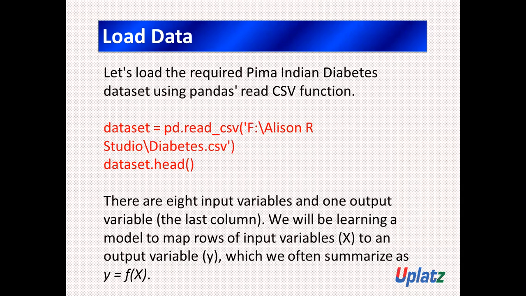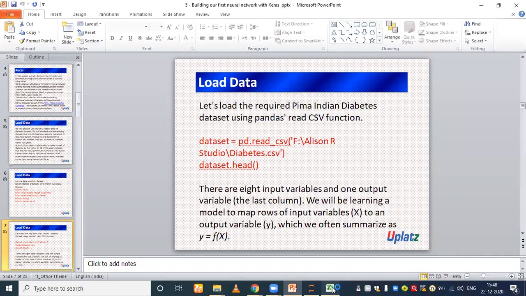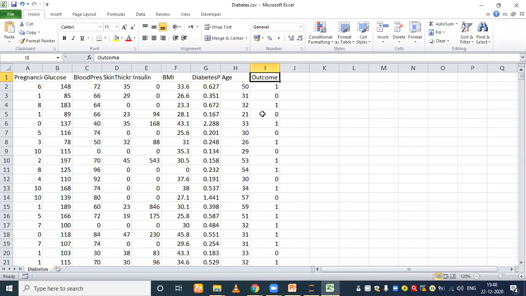The last column, let me show you this one. How many columns do we have? First of all, count it: 1, 2, 3, 4, 5, 6, 7, 8, 9. So this is our outcome column. This is our target variable, or you can say the dependent variable, because it depends on the information of these columns. Based on the number of pregnancies, glucose, blood pressure, skin thickness, insulin, BMI, diabetes, age, we are going to predict the outcome value, whether it's yes or no, 1 or 0.